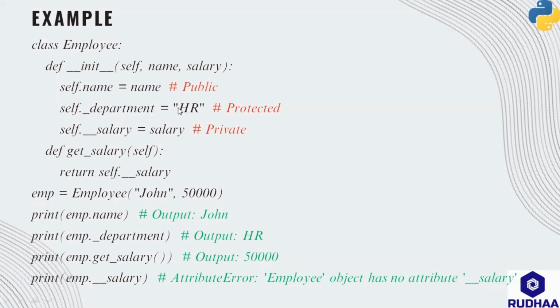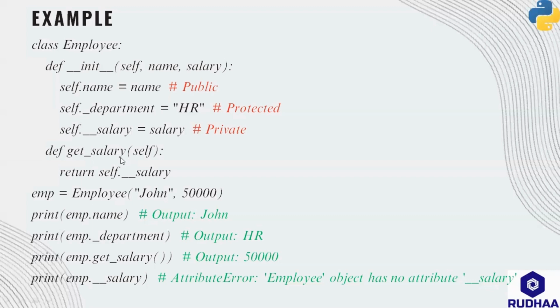And also it can be accessed if access is given. self.__salary = salary, which means it is a private attribute which cannot be accessed anywhere or by anybody. It can be accessed only inside the class.